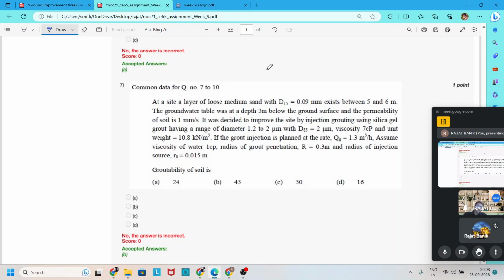By this grouting formula, we can solve this problem. It is a very simple formula; directly use the formula and you can get the result. So for questions 7 to 10, we try to solve this problem.